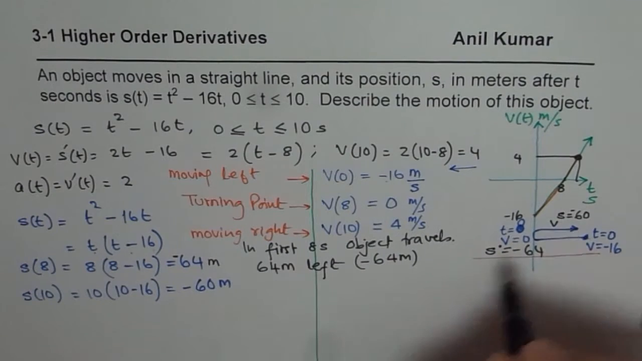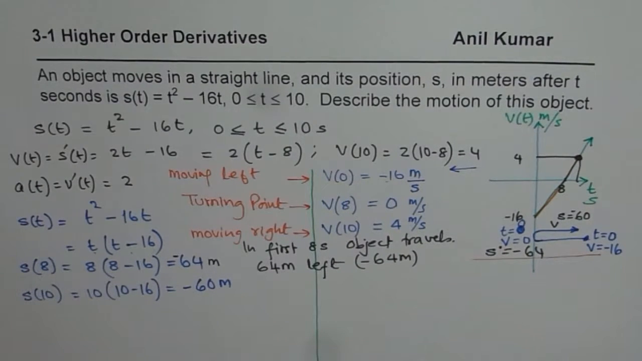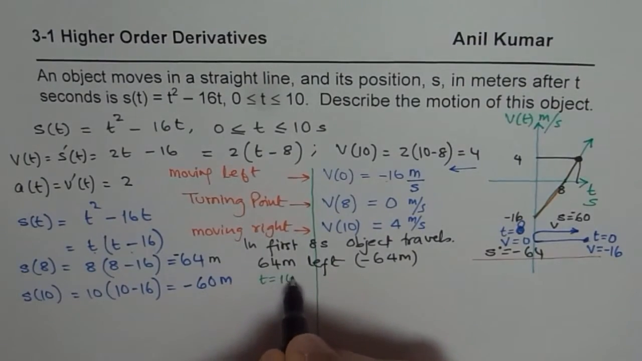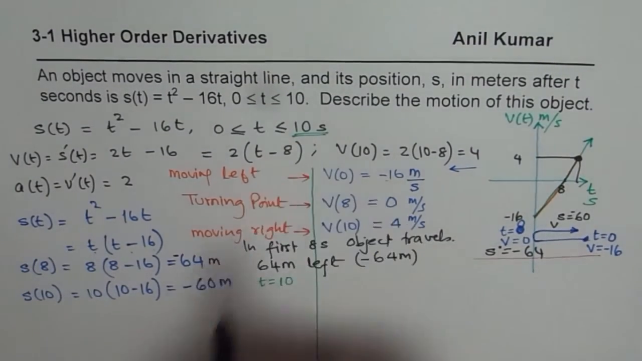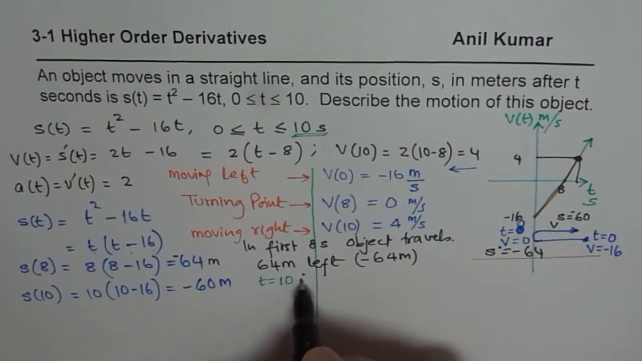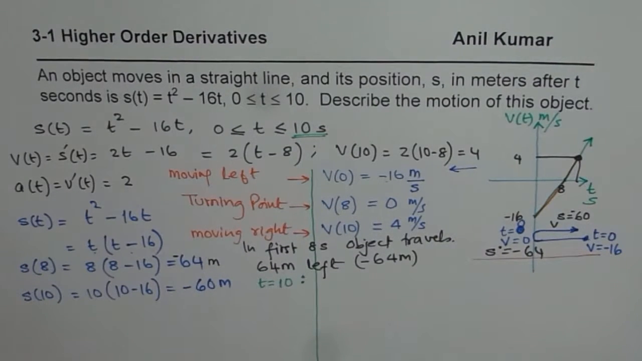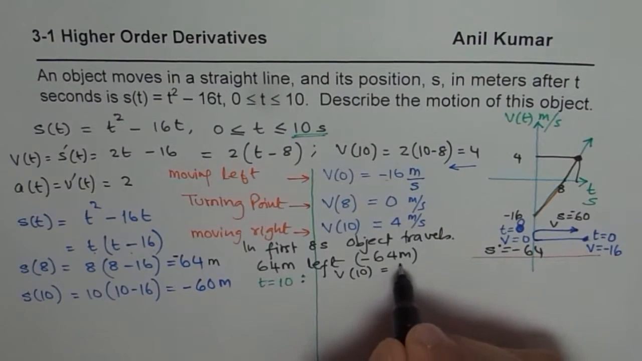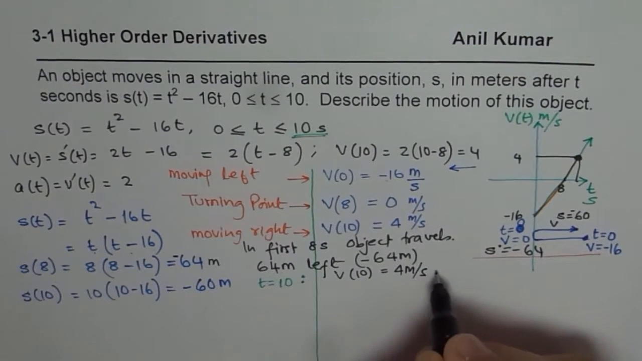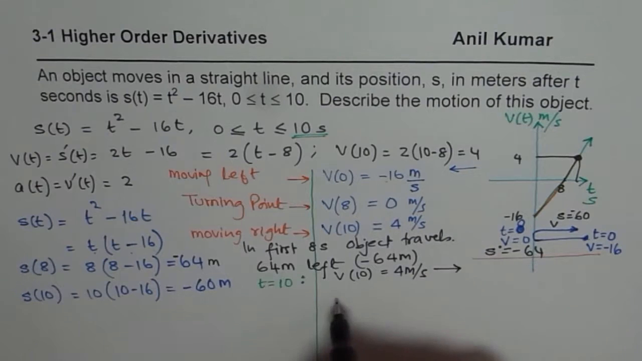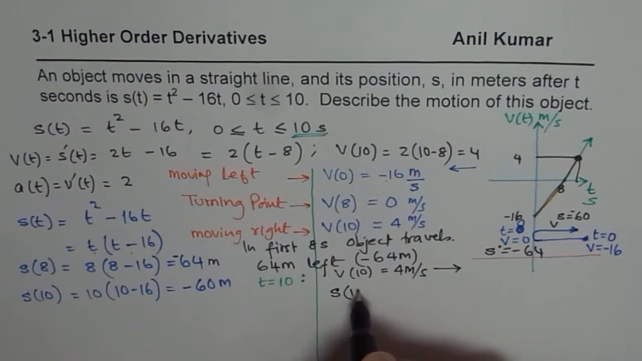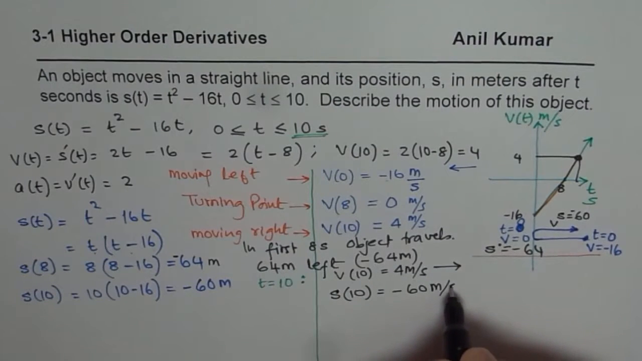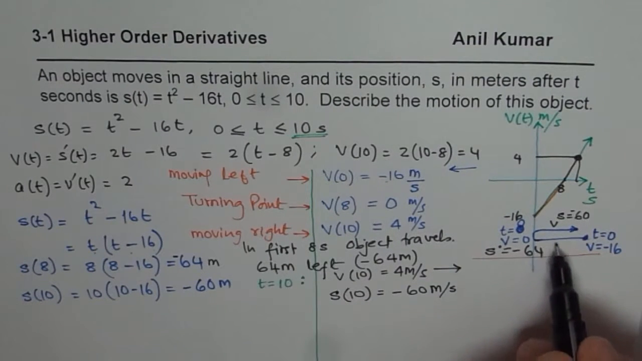So let's consider what happens at t equals 10. That is at the end of the cycle, right? At the end of the cycle, what we found is that the velocity is 4 meters per second. That means the object is moving right. Displacement S is minus 60 meters. So it has moved right 4 meters, right?